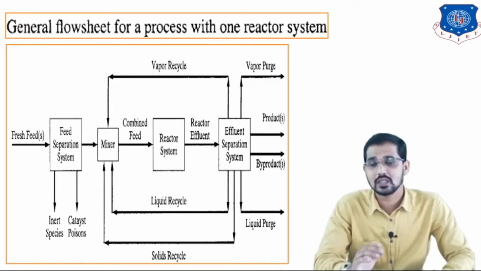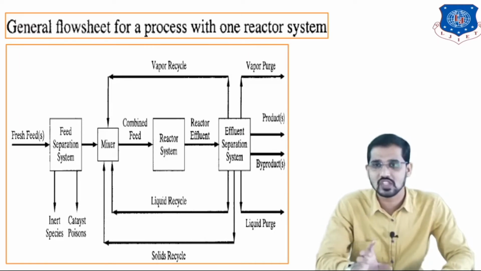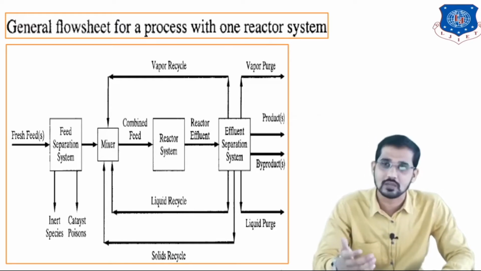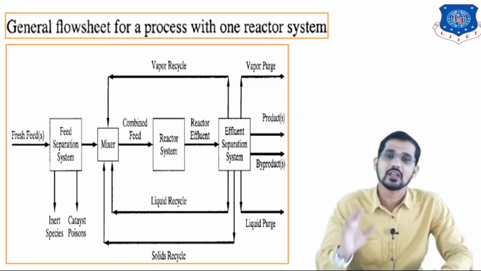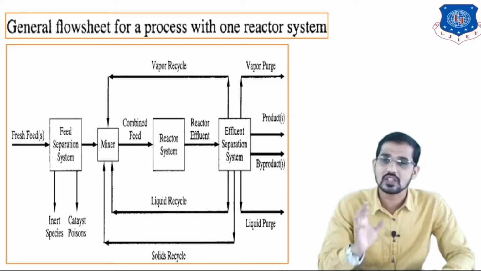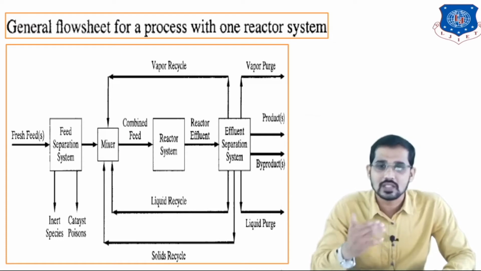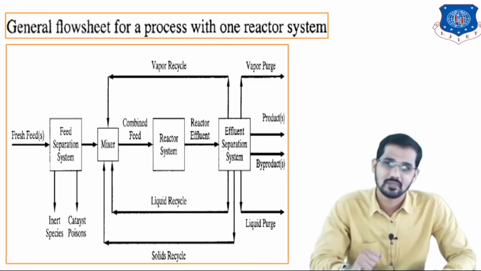In this reactor system, various possible reactions are taking place, and here we are getting the various products and byproducts. After that, the reactor effluent stream which is coming from the reactor system, we are transferring to the effluent separation system.